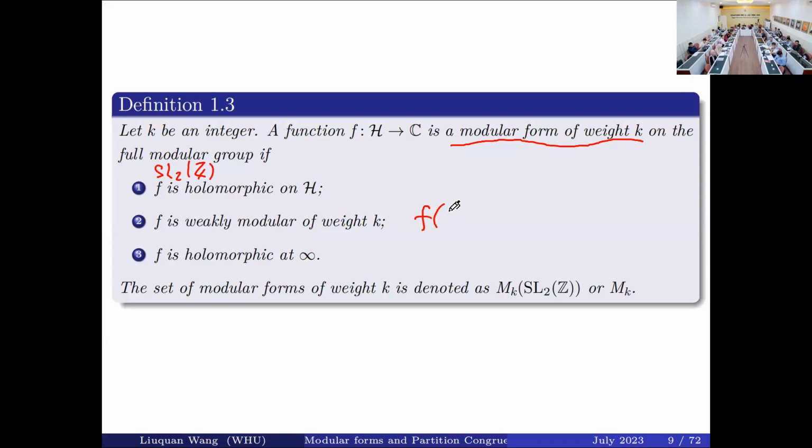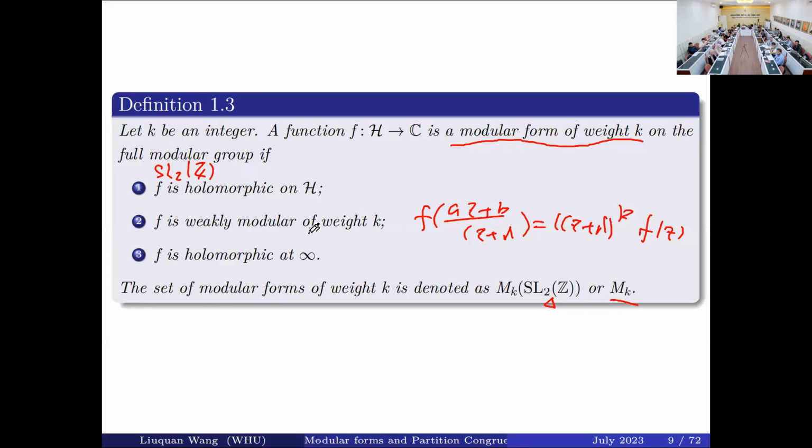This means that f((az + b)/(cz + d)) equals (cz + d) to the kth power times f(z). This is the original definition of weakly modular functions. And third, f must be holomorphic at infinity. So when f satisfies these 3 requirements, we say f is a modular form of weight k. And the set of modular forms of weight k is denoted as M_k(SL2Z), or simply we write M_k. When this group is fixed, we just say it is M_k.